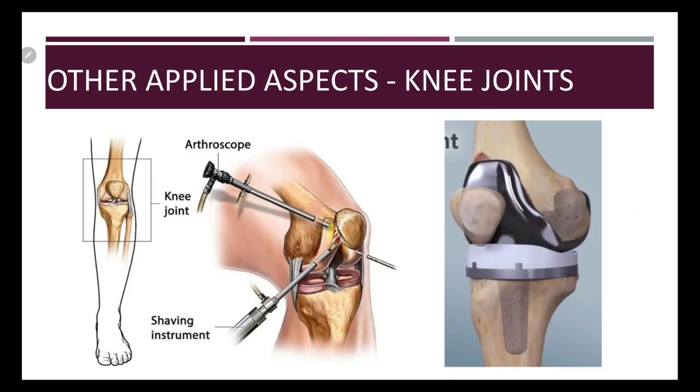Moving on to other applied aspects of knee joint, the first one is arthroscopy of the knee joint. It is an endoscopic examination or visualization of the interior of the knee joint cavity with minimal disruption of the tissues. Ligament tear or replacement can also be performed by using an arthroscope. So this is an arthroscope here in the picture.